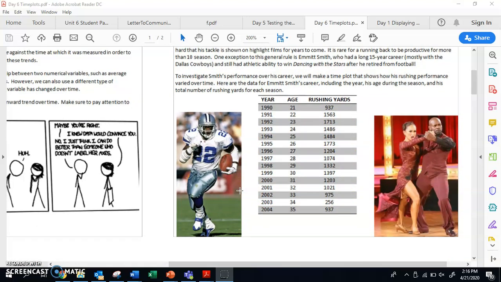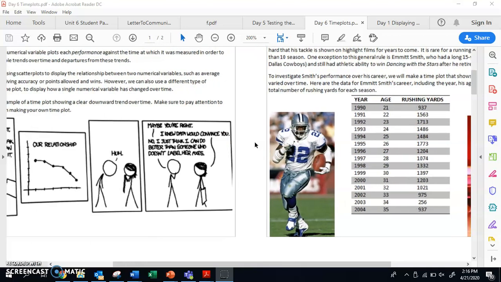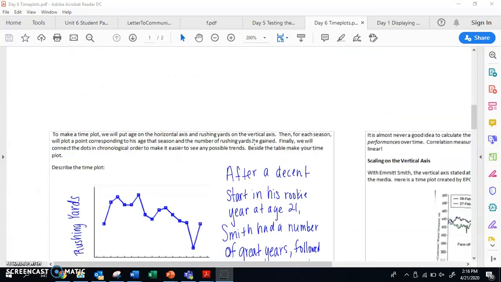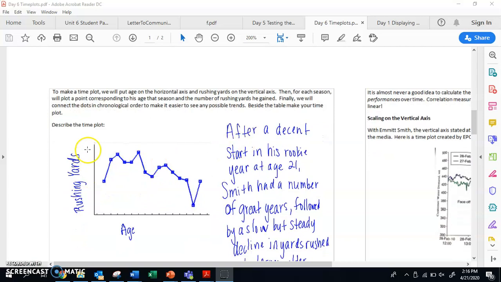And so what we want to do is make a time plot with this data, and see if there is any trend in his rushing yards over time. And so all we're going to do is make our axes. We're going to make an x and y axis. Here's our x axis and our y axis.